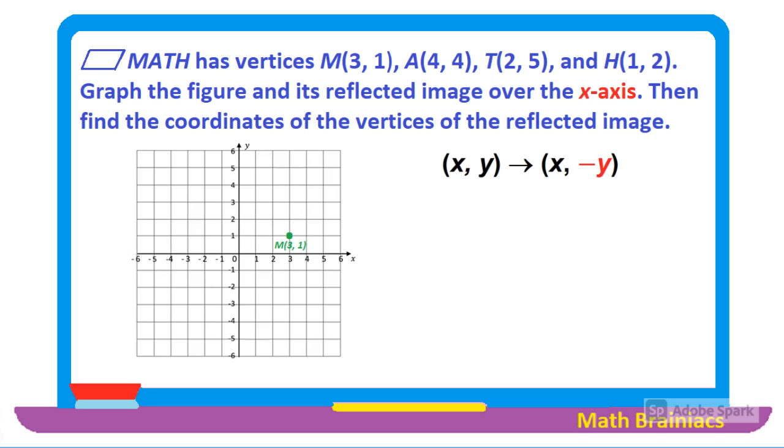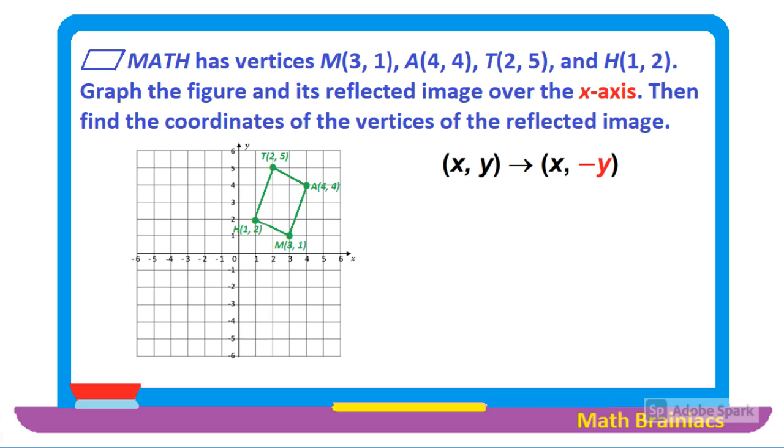Let us now plot the vertices on the coordinate plane. For vertex M, when x is 3, y is 1. For vertex A, when x is 4, y is 4. For vertex T, when x is 2, y is 5. And for vertex H, when x is 1, y is 2. Connecting the points with the green line, we can form the quadrilateral MATH.